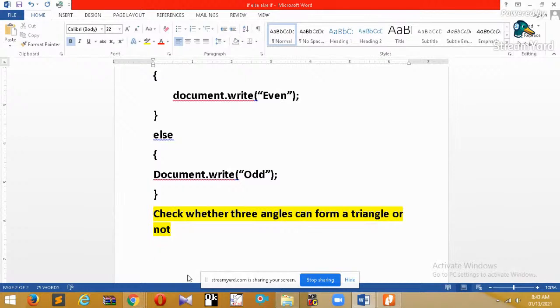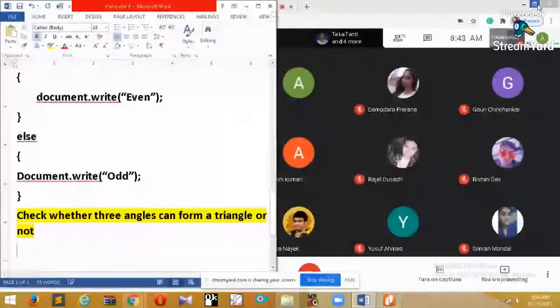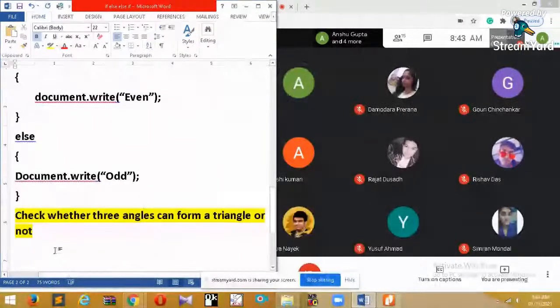So how can we check that? Can anybody suggest any solution? You can also write the condition or statement in the chat window. What is the rule if we want to check whether a triangle is possible or not? What is the general rule? 180 degrees. Very good.